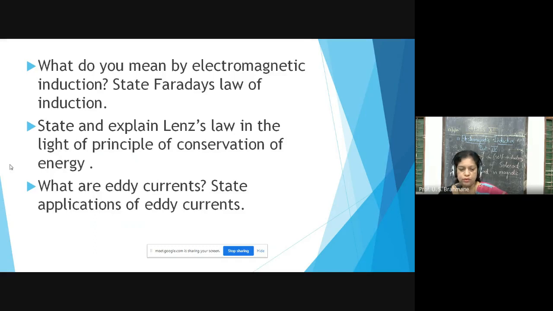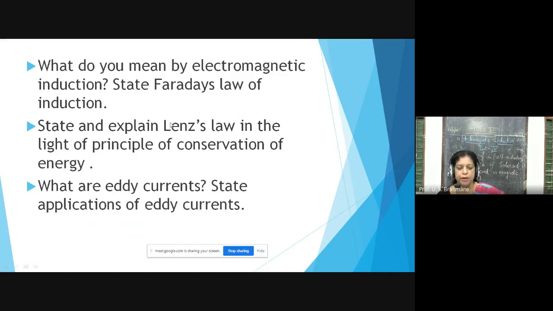See, the question I have given you is: what do you mean by electromagnetic induction? State Faraday's law of induction. It's very simple. I asked for 2 marks. There are 2 laws, so you have to write the 2 laws.